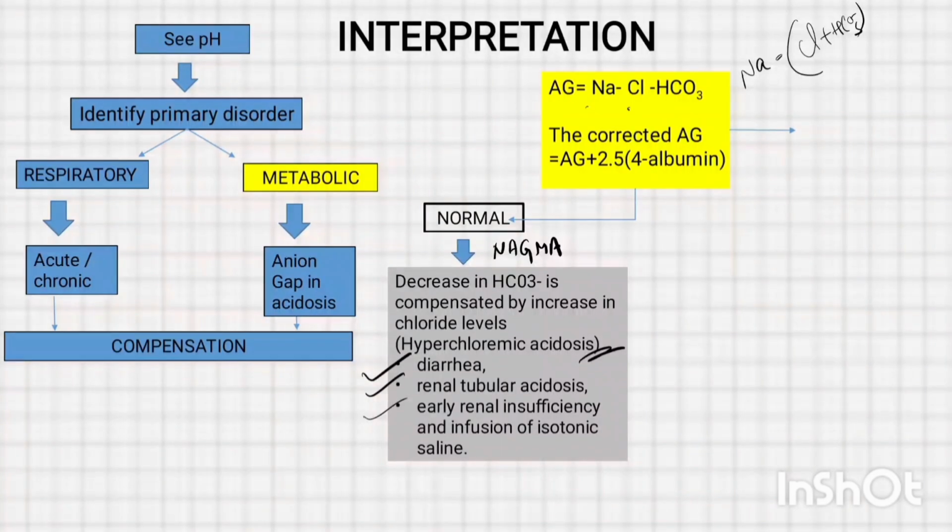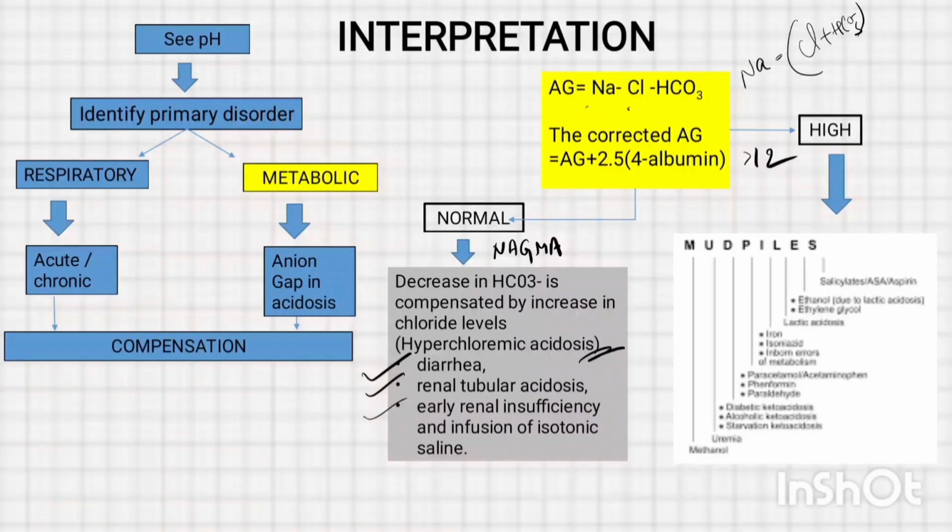Now if I am telling you it is high, means more than 12. 12 is our cutoff, right? Then we have this mnemonic which everyone I think knows already, mud piles. So I am rushing through it. Methanol, uremia, DKA, paracetamol, iron, isoniazid, IEMs, lactic acidosis, ethanol, salicylates. So this is mud piles and it is the high anion gap metabolic acidosis mnemonic, right?